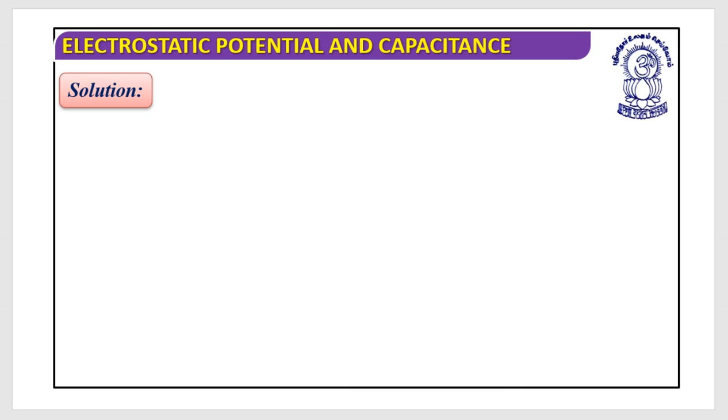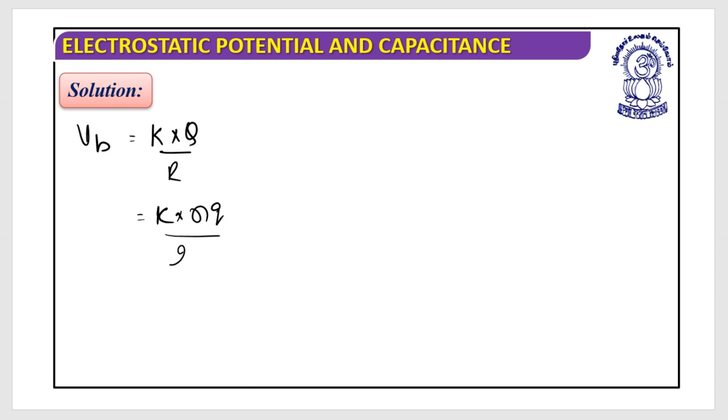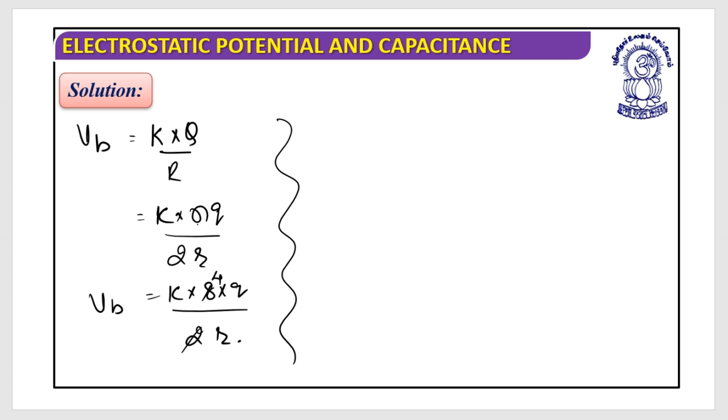So now the potential of the bigger drop is k multiplied by capital Q divided by capital R. It's k multiplied by n into q divided by R. This R can be represented as 2r, so this is k into 8 into q divided by 2r. This is the potential of the bigger drop. So this VB should be equal to 4 multiplied by kq by r.